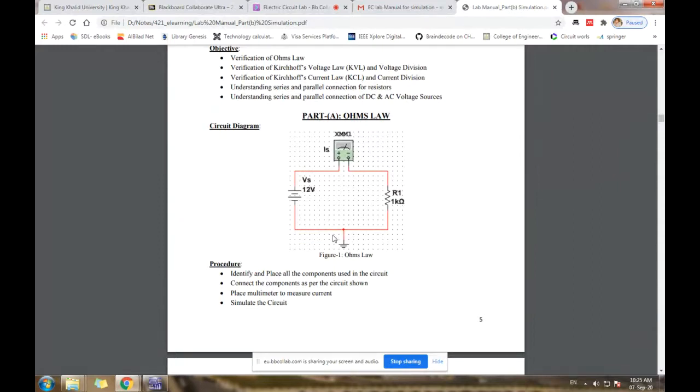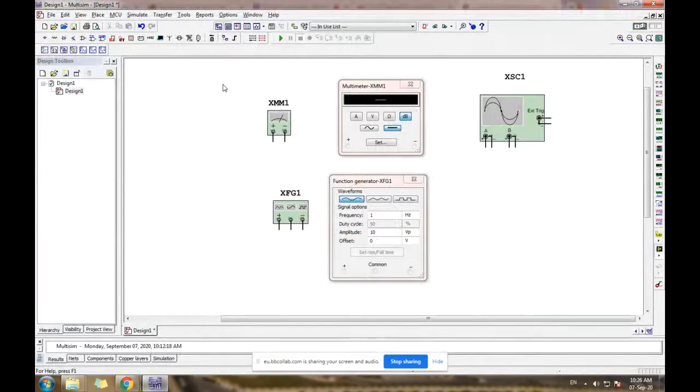Okay, so first you have to identify the various components. From the components, how many things do you have to select? You should select this voltage source, that is nothing but the power source or voltage source. It is Vs. This is the first one. Second, you have to select a ground. Third, you have to select a resistor. So let me select it. Let me delete all this.